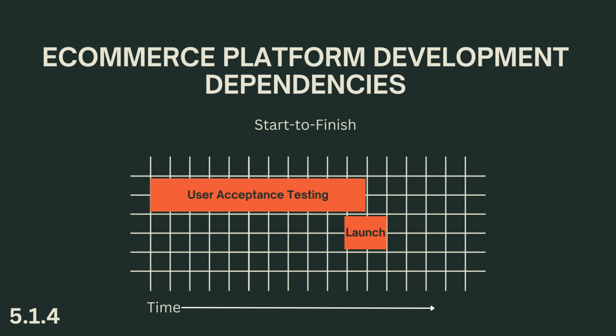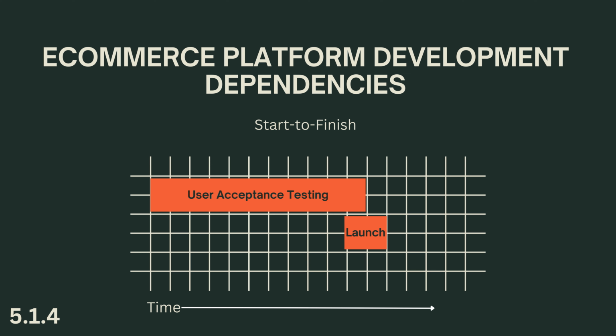Lastly, we have start to finish, the least common type. In our project, user acceptance testing can only be considered complete once the launch of the platform has begun. This ensures that the final deployed version of the site is what's been tested and approved by users. The start of the launch triggers the finish of the testing phase.